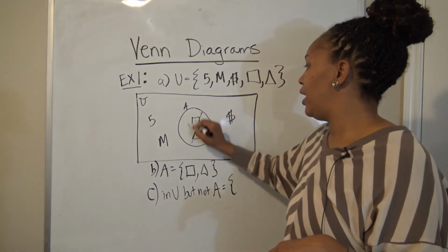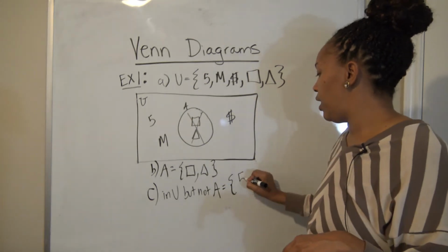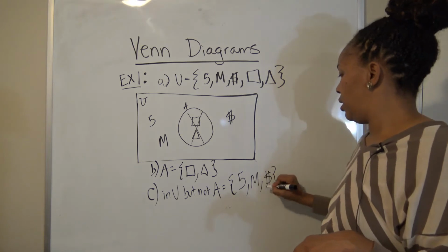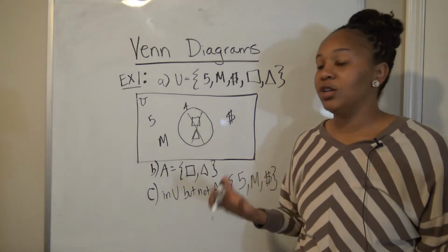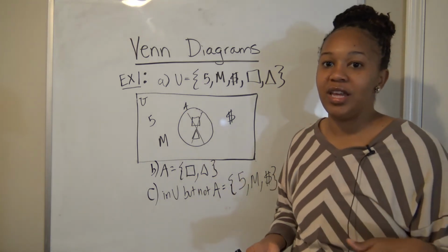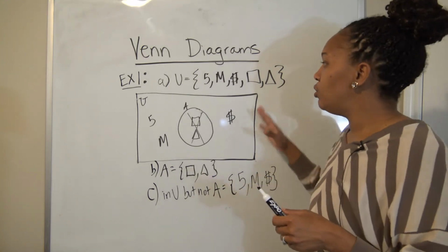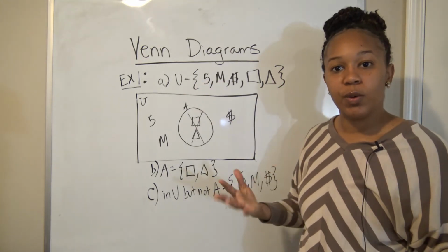So if it's not in A, that means I'm not talking about those elements. So only these elements right here, the 5, the M, and the $. So that's how you would take the elements and list them using the roster method, which is what we did in one of the videos from last week or one of the old videos. You just basically take the elements of the set and list them in roster notation or with the roster method.